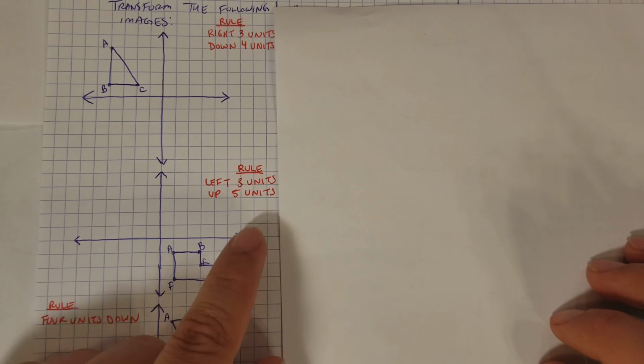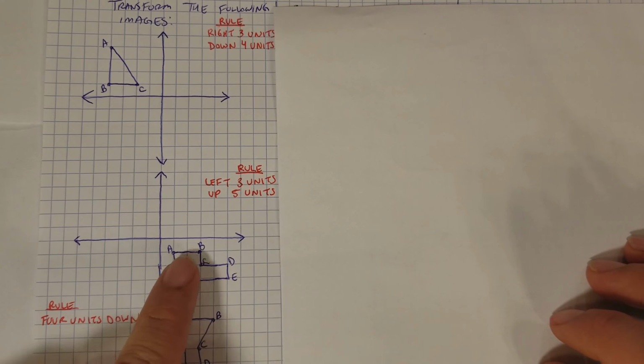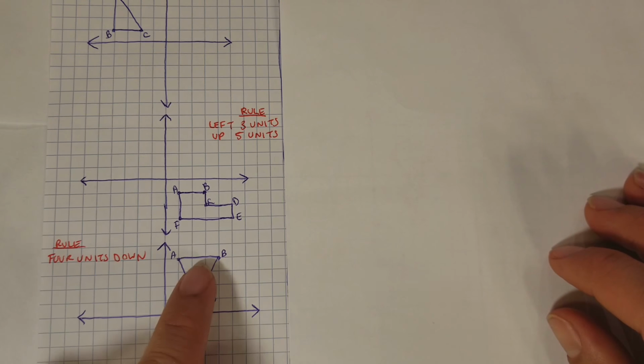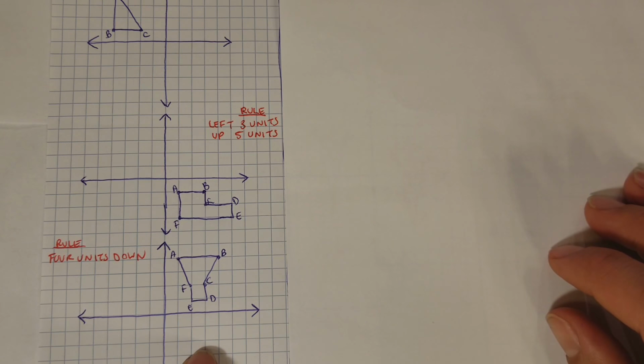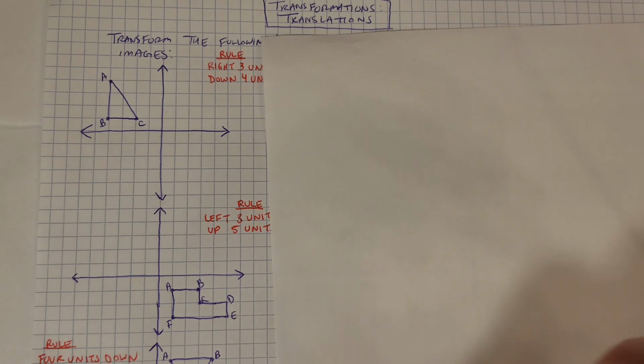For the second example, the rule they want us to do is translate the image to the left 3 and then up 5 units. And in the last example, they want us to translate this straight down 4 units. So translation is another way of saying slide. So you're sliding the image.